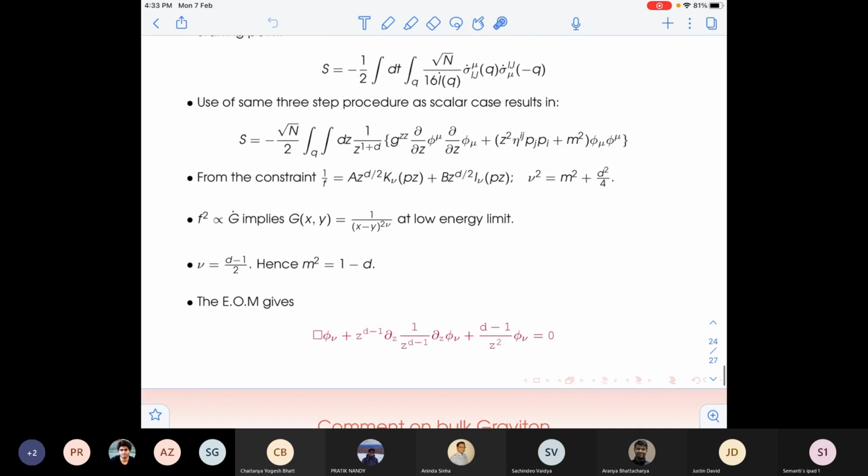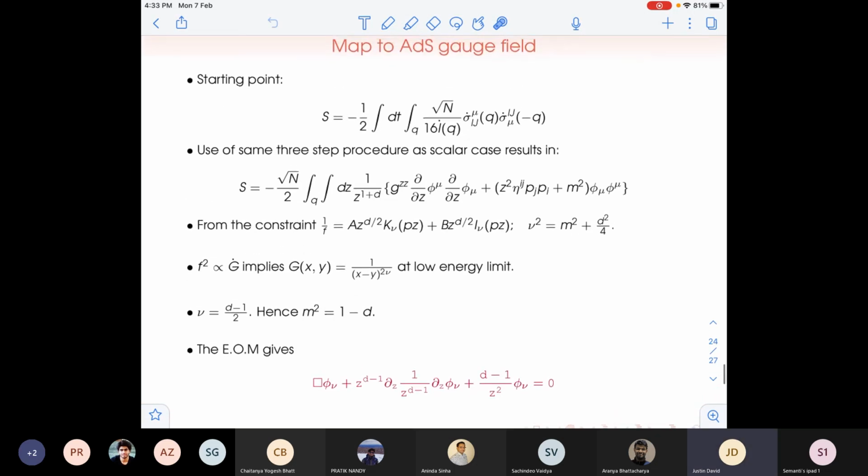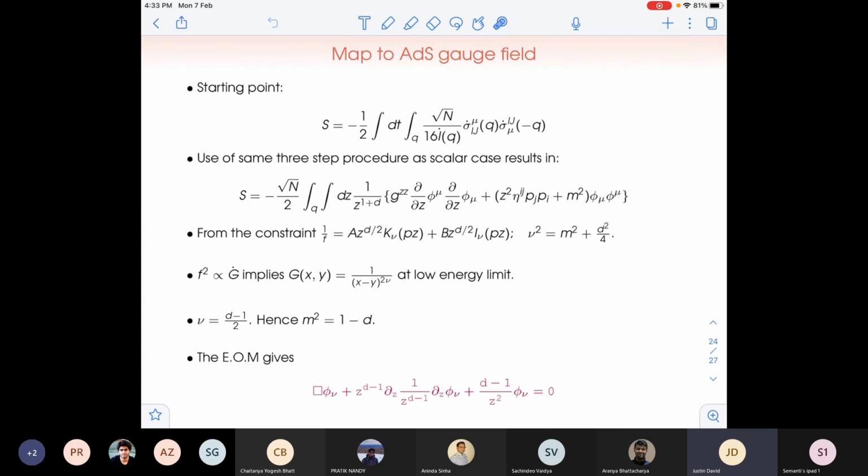And in this phi, if you redefine as z of phi mu, you will get source free Maxwell's equation. So that's how Maxwell's equation is derived. I mean, is this in a gauge? Is it in a definite gauge? Yeah, there is a gauge, like you are using in the bulk.